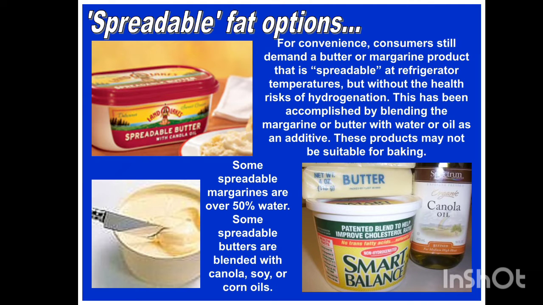Spreadable fat options. For convenience, consumers still demand a butter or margarine product that is spreadable at refrigerator temperature but without the health risk of hydrogenation. This has been accomplished by blending the margarine or butter with water or oil as an additive. These products may not be suitable for baking. Some spreadable margarines are over 50% water. Some spreadable butters are blended with canola, soya, or corn oil.